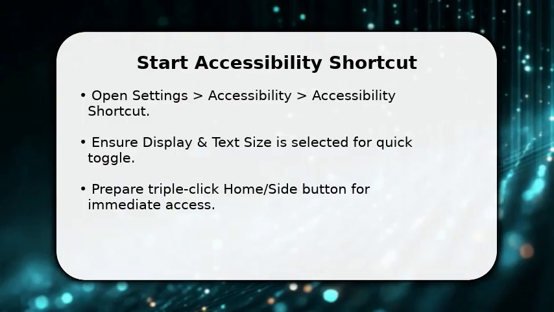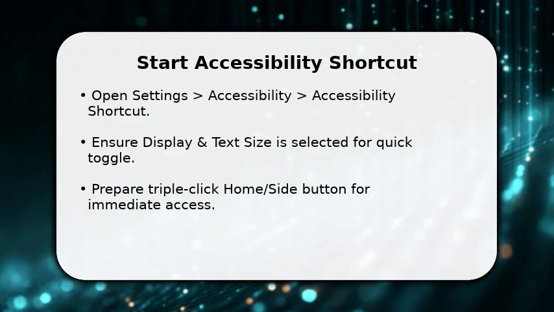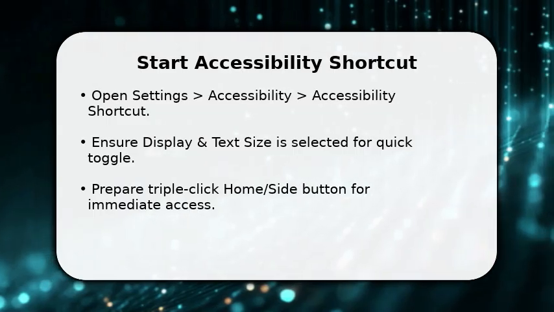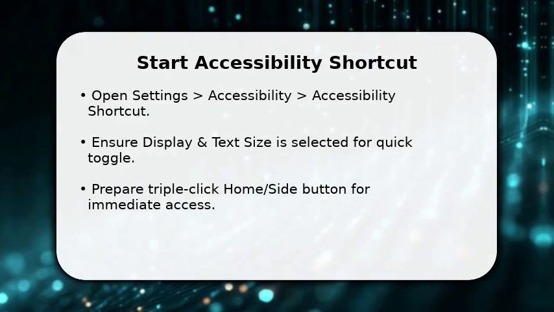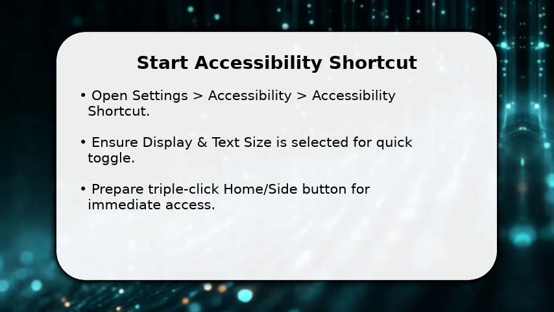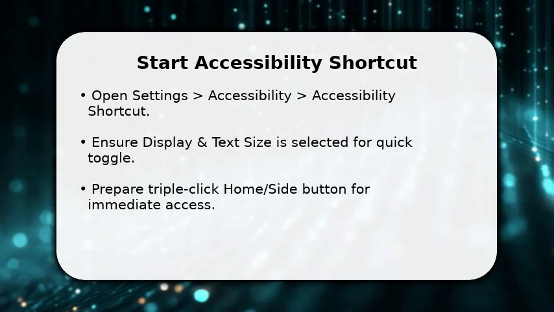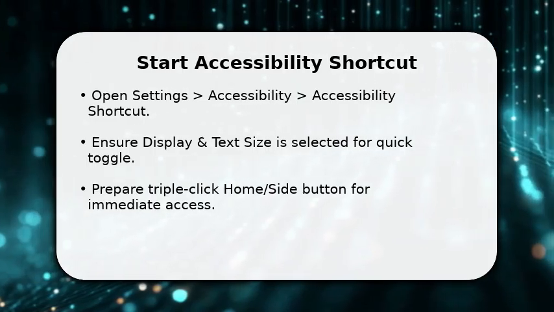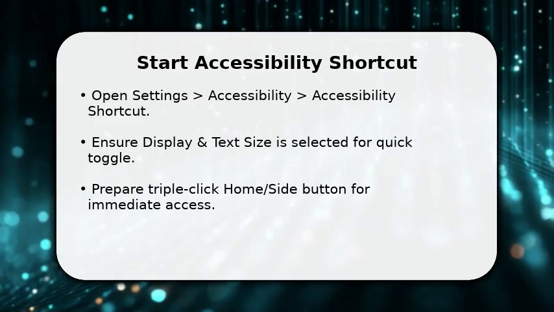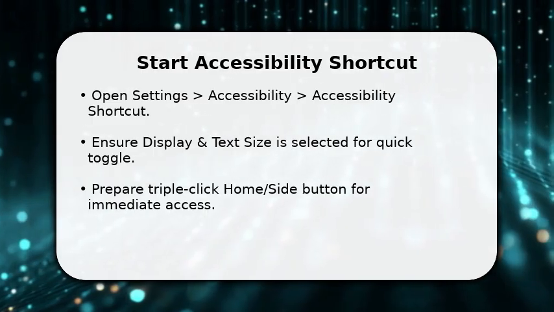You'll begin by setting the accessibility shortcut so you can invert colors fast. Open Settings and tap Accessibility, then Accessibility Shortcut. Choose Display and Text Size from the list so the triple-click Home or Side button controls display options. Once done, you won't dig through menus each time. This sets the quick action.